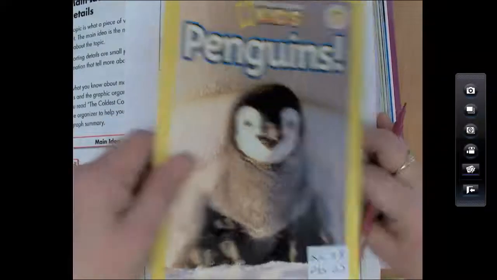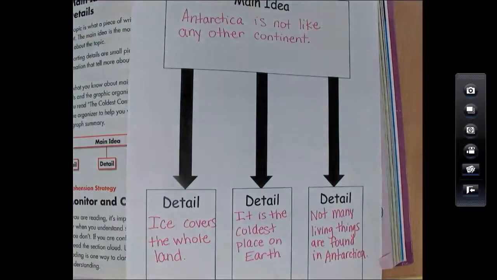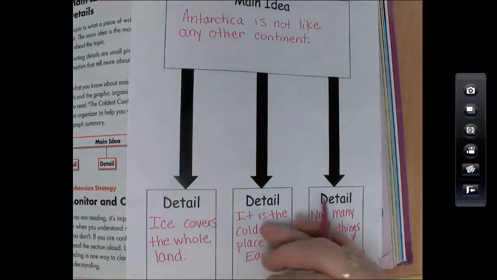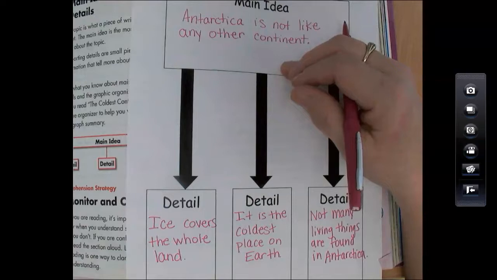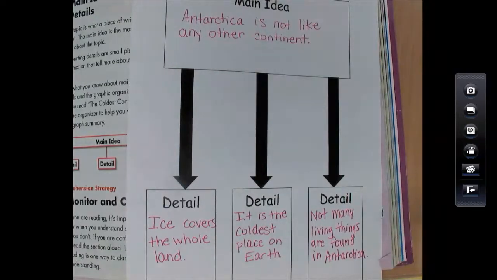So we have main idea, what the story is mostly about, and our details relate back to the main idea. So after you figure out the main idea, ask yourself, was that what the story was mostly about? If it's not, then you probably don't have the main idea. But if you can say yes, then you're probably correct. Main idea is what the story is mostly about.